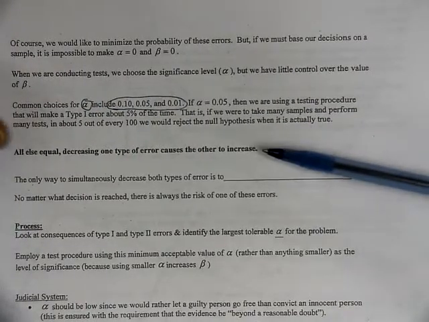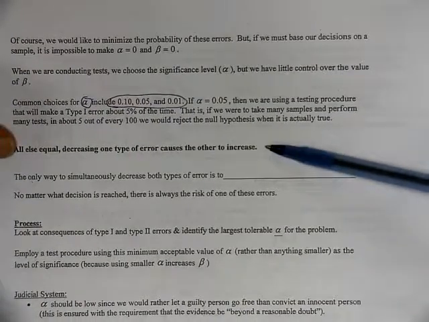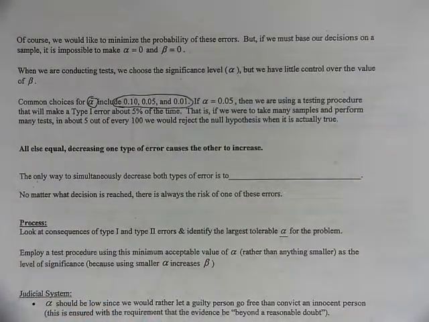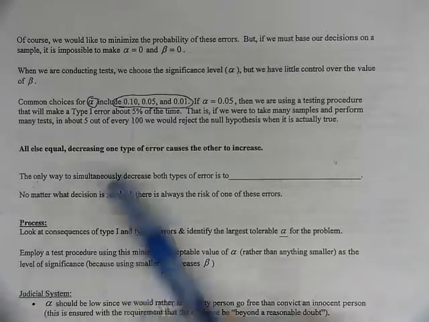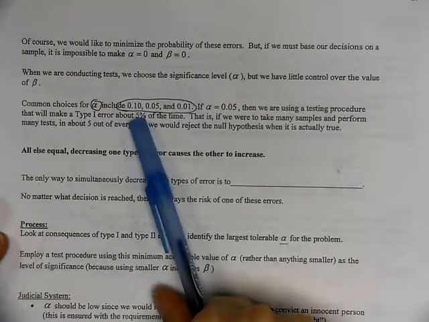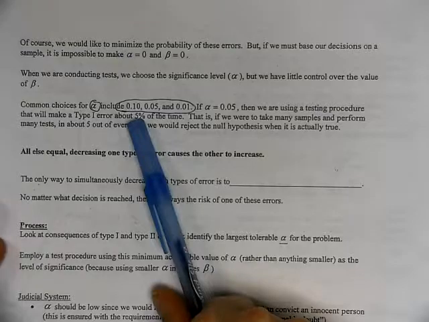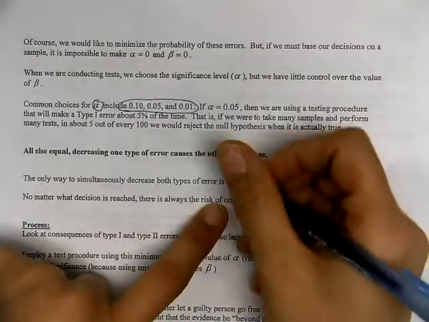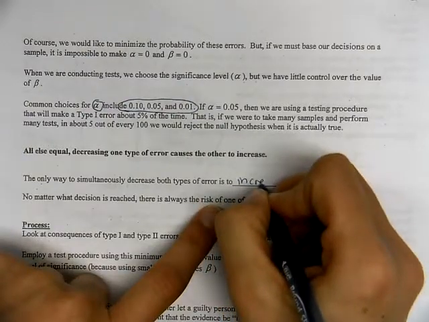Decreasing one type of error causes the other to increase. So if I decrease alpha, I have to increase beta. Alpha is the only one you have control over. You have three options. There's obviously more, but I don't think you would want more than a 10% chance of being wrong. Otherwise, why are you doing what you're trying to do? The only way to decrease both types of error is to increase the sample size.